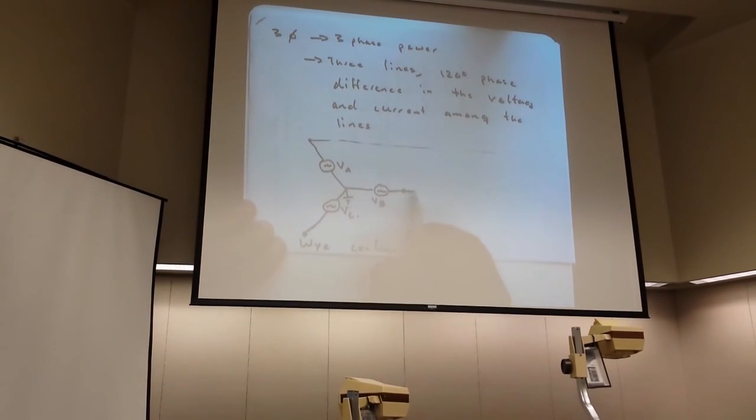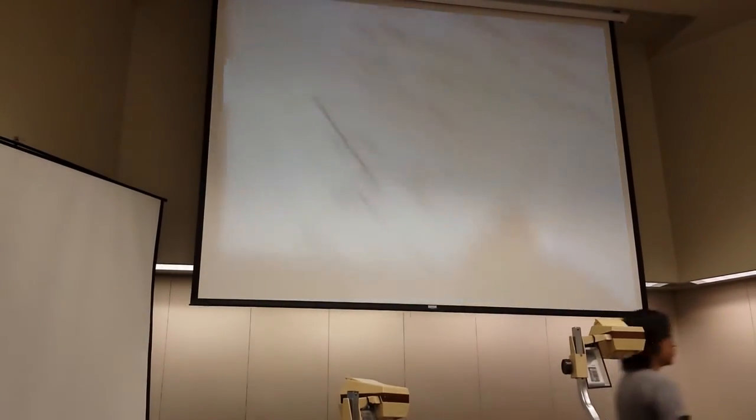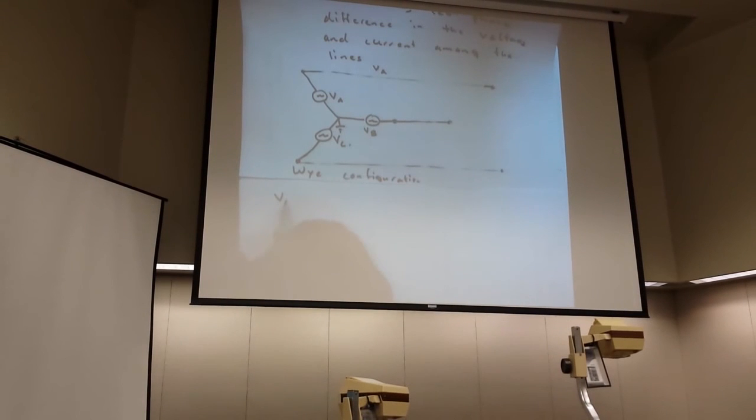And effectively what we have is we can look at the voltage on this line, and we know by reference to ground that line has a voltage of VA, and that was called the phase voltage. In this case, VA, VB, and VC are the phase voltages. And it's the voltage of the line relative to ground.